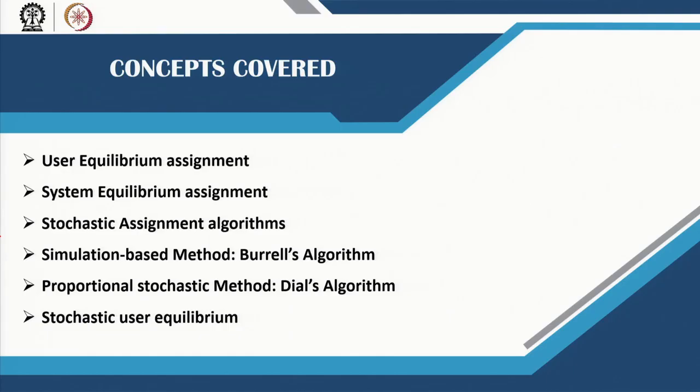Welcome back. In lecture 44, we will cover the second part of link assignment. The different concepts that we will cover in this particular lecture are user equilibrium assignment, system equilibrium assignment, and stochastic assignment algorithms, such as simulation methods like Burrell's algorithm, and the proportional stochastic method using Dial's algorithm. And we will also look into what is stochastic user equilibrium.